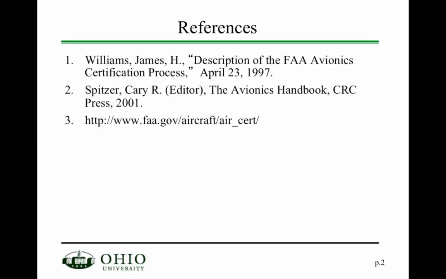The references, I would definitely recommend going to the FAA site. There's a lot more detail on some of the stuff that I talk about, as well as these two other references that are available on my website.